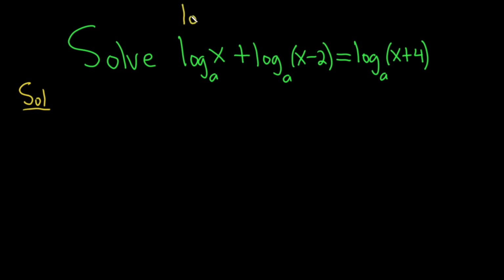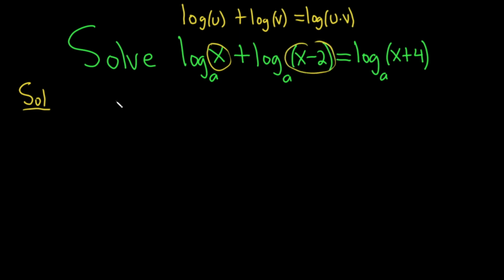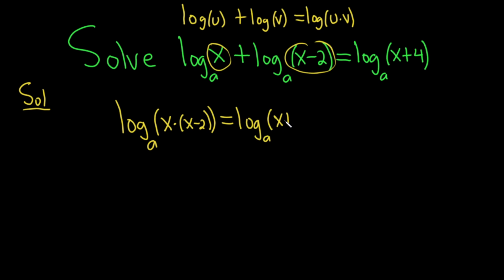The product rule says if you have the log of, say, u plus the log of v, this is equal to the log of the product, so u times v. So here, this is our u, and this is our v. We basically just have the log base a of u times v, so it's x times x minus 2. And on the right-hand side, we simply have the log base a of x plus 4.